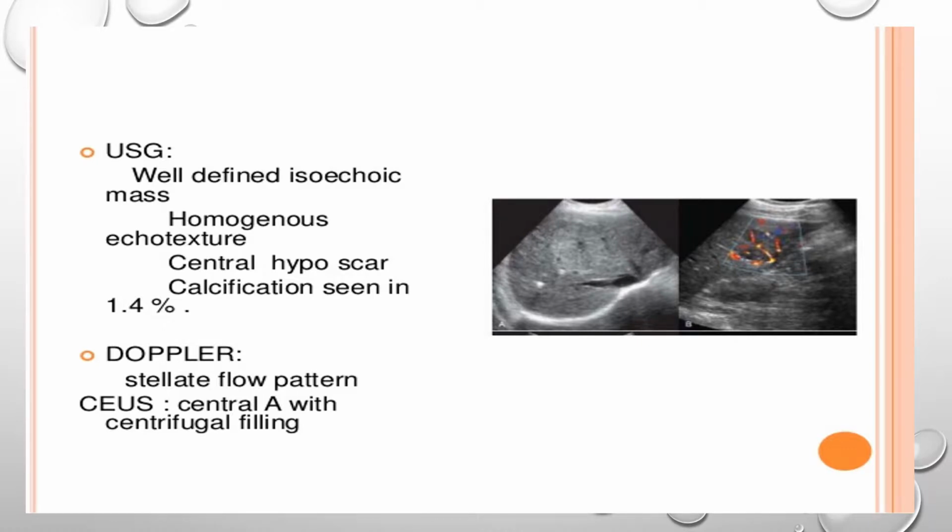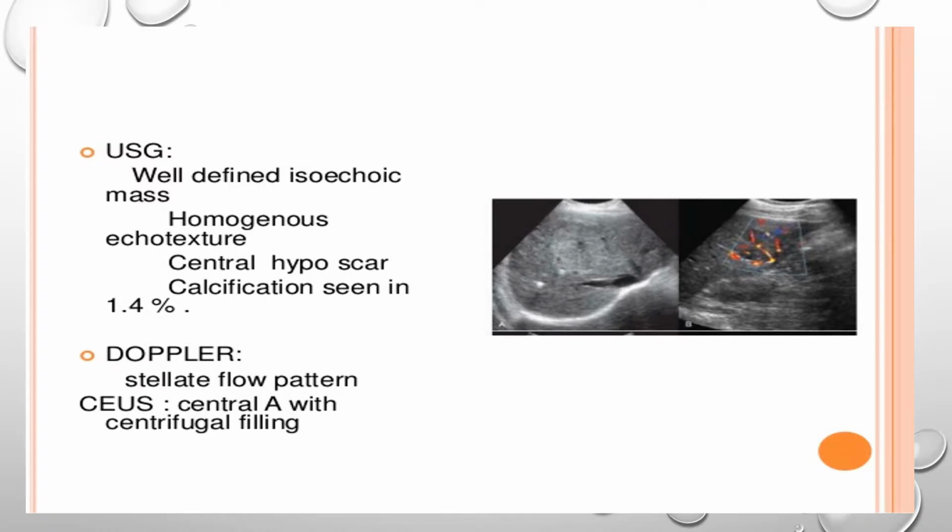So a central hypoechogenic scar in an isoechoic, well-defined, homogeneous lesion should make you suspect this lesion. Calcification is seen in 1.4% of the cases. In Doppler, we get a stellate flow pattern, and contrast enhanced ultrasound shows the central area with centrifugal filling.